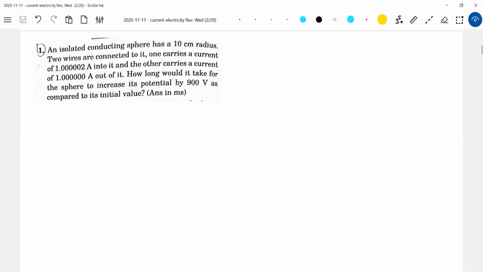How long would it take? Okay, this is the I1. I1 is 1.000. So how many zeros are there? Okay, 5 zeros, that one. So this is the I1. This is I2.